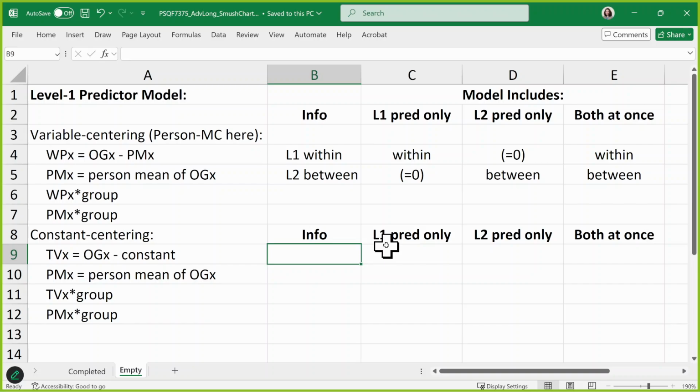What is in time varying x? Within, between, or both? Both. If it's on its own, both. And how would I verify that? Like if someone handed me a data set and I have no idea what any of the columns mean, how could I figure out whether this variable has both?